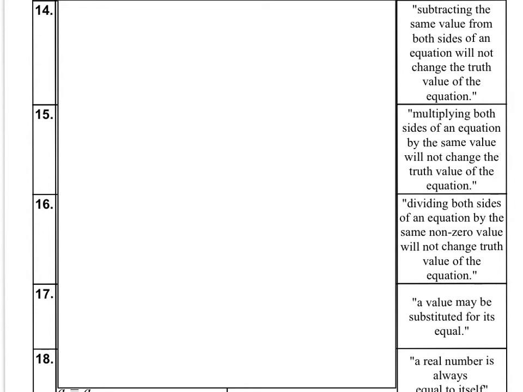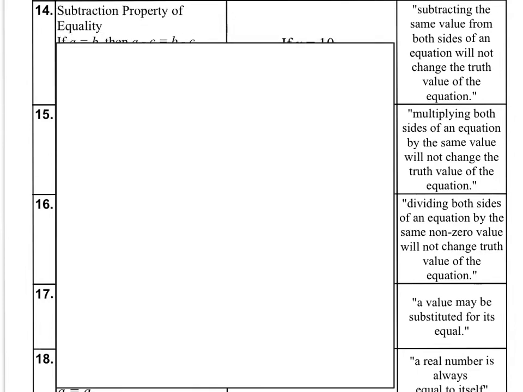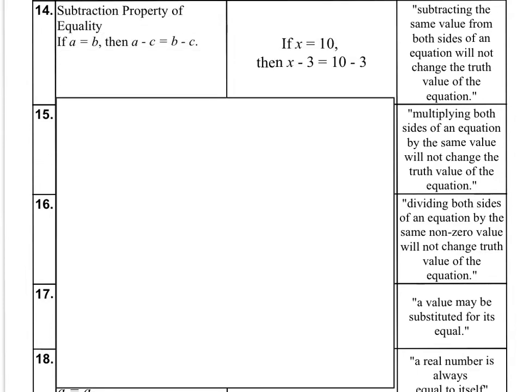On the next side of the page, number 14 states that subtracting the same value from both sides of an equation will not change the truth value of the equation. Here we can see, similar to the addition property of equality, the subtraction property of equality. So if we have that x equals 10, and obviously again we know that 3 equals itself, then we could do x minus 3 on this side and 10 minus 3 on this side, and it will still be a true statement.